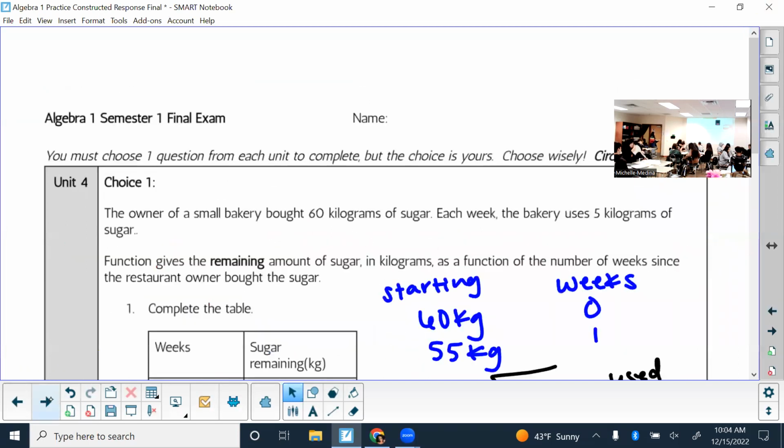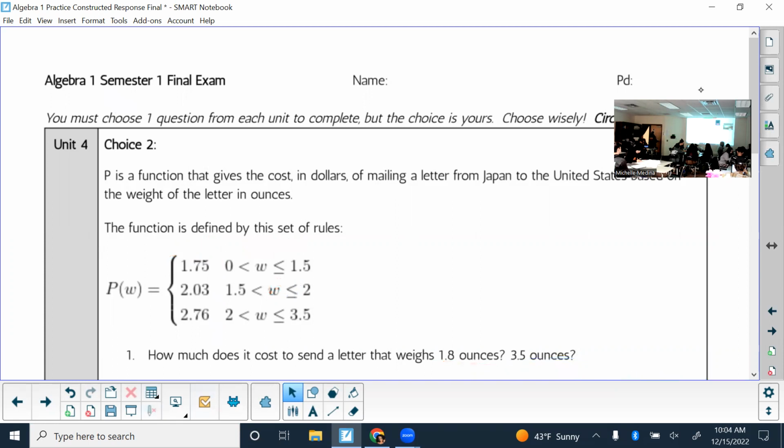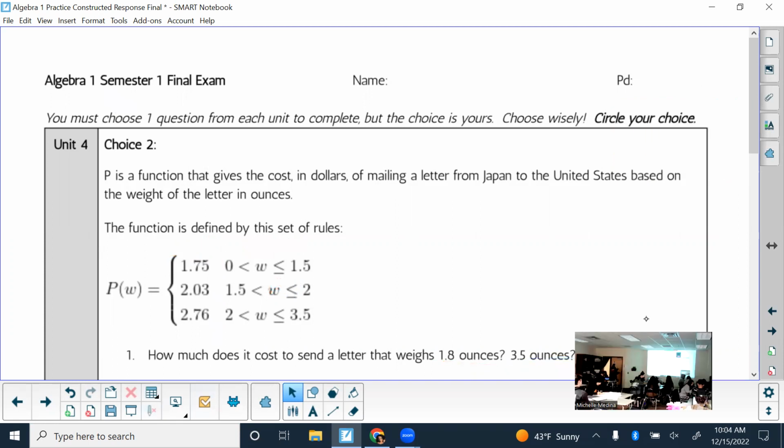The last page of the packet is a problem that looks something like this. It's a 4B. On the front of that page there's an example, so that's kind of nice, and then 4B is practice. This is also really similar to what was on the constructed response on our most recent unit test. So if you thought that was easy, then I would pick this one for choices.